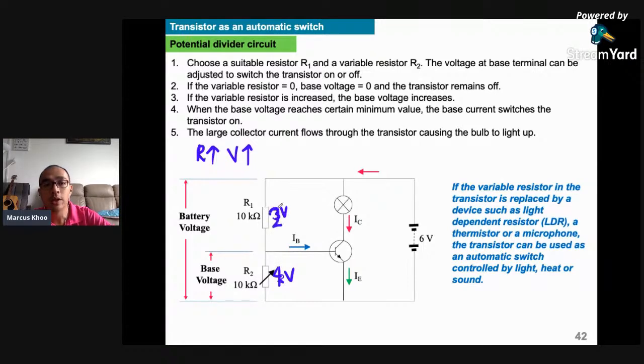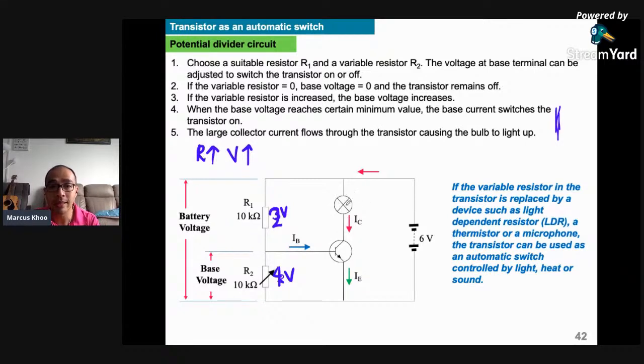So what happens is that if this voltage is big enough, let me repeat, if the voltage is big enough, then the base current can flow. And if the base current reaches a certain minimum value, then this transistor will switch on and the collector current can flow. So point number 4 and number 5 are the most important. When the base voltage, or the base current, reaches a certain minimum value, the base current will switch the transistor on and the collector current can flow.